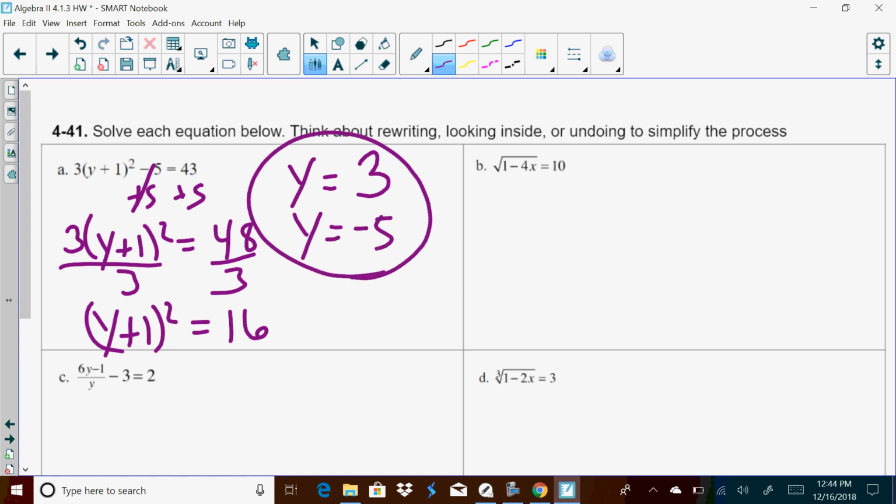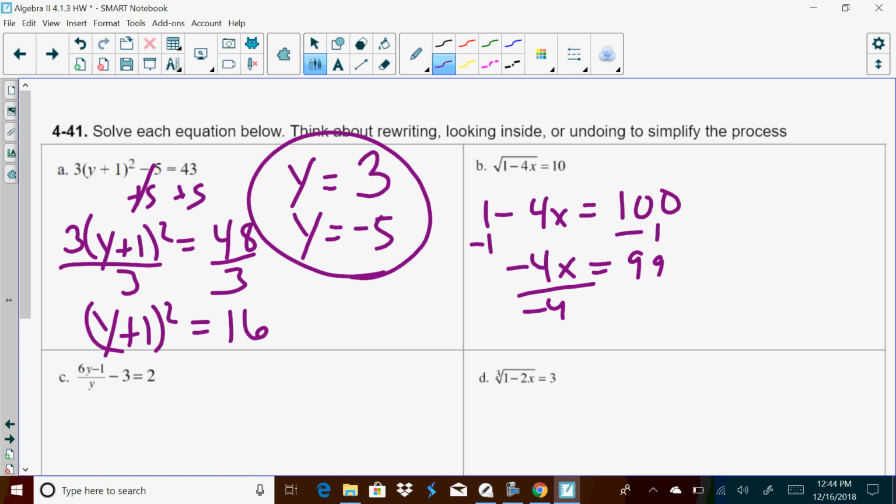So this one I know that it's a square root. So I know that the inside has to equal 100. So I get x equals 99 over 4 and negative 99 over 4.